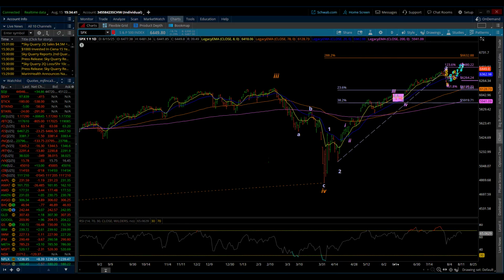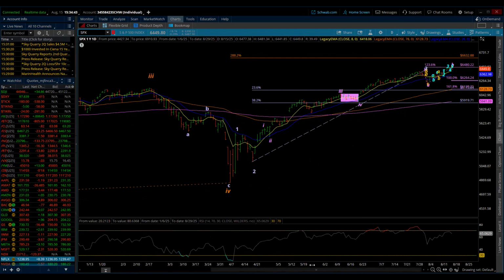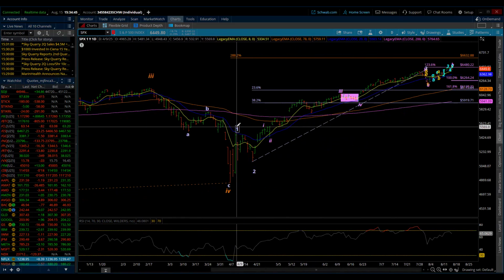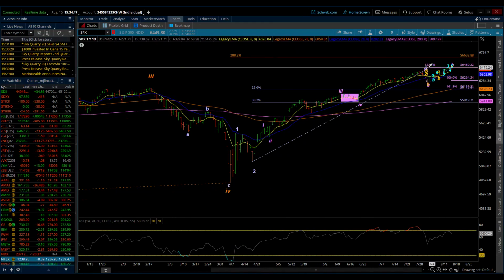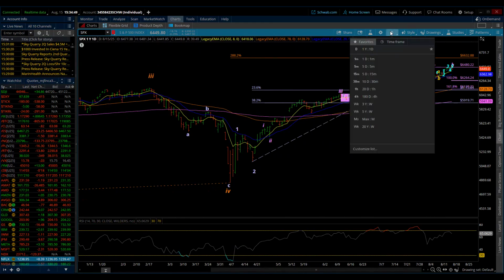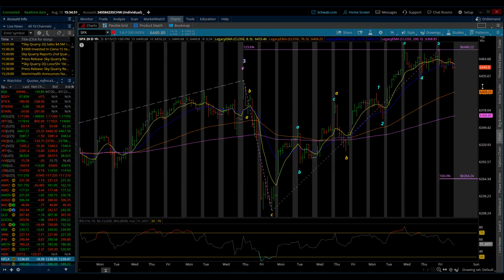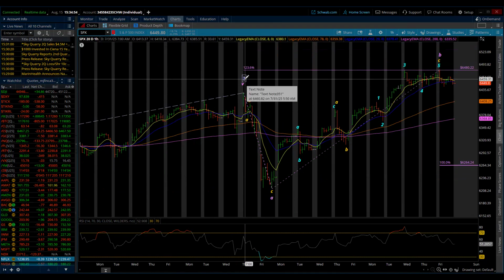So on that daily, I can open this up a little bit more, and we can see minute 1, minute 2, minute 3. Now I'm going to bring this down to my hourly chart, and that takes me inside where I can see minute wave 3 complete. So we're still in a minute 4th wave.